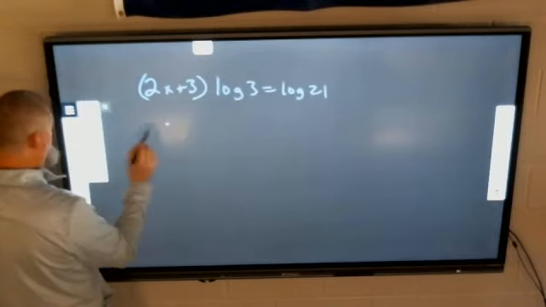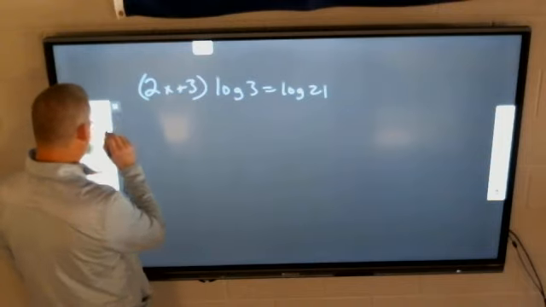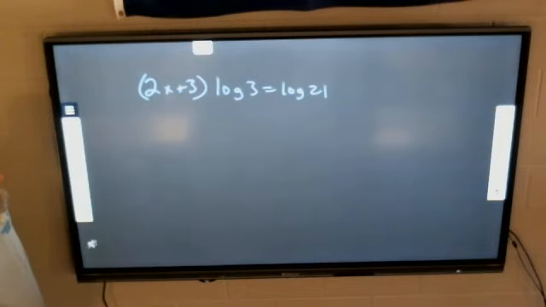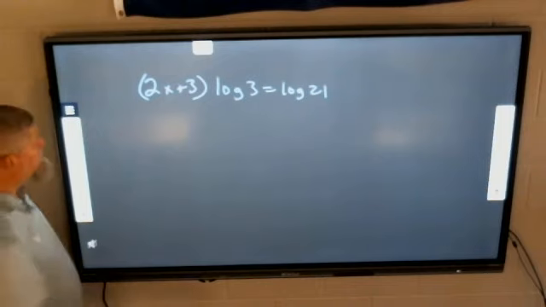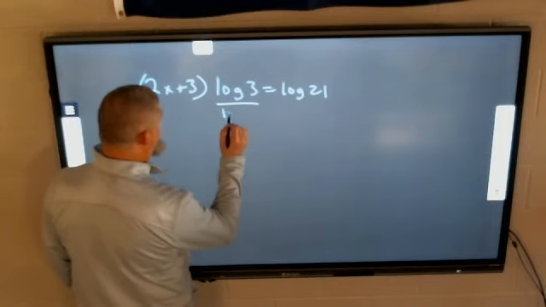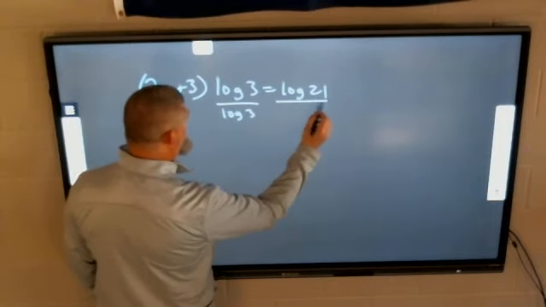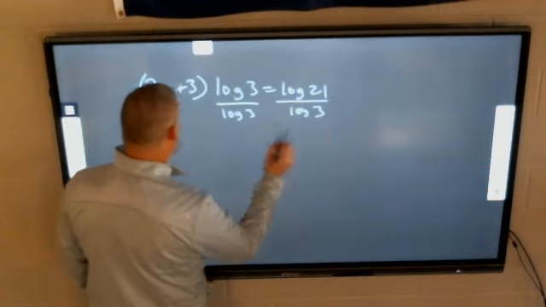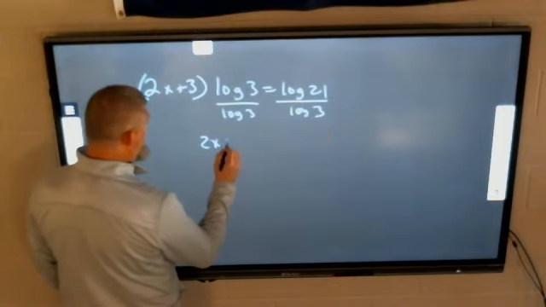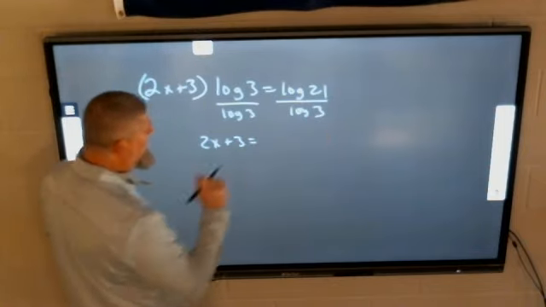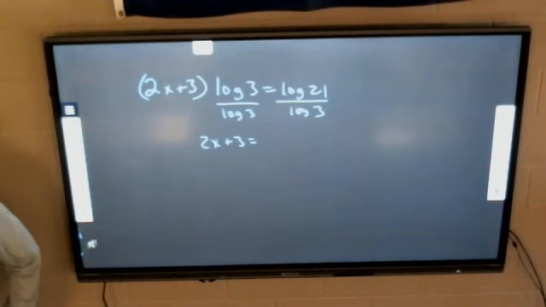Okay? Now what? Divide both sides by log of 3. All I'm going to do is just isolate the x. So I have 2x plus 3 is going to equal, what is the log of 21 divided by the log of 3? 7.